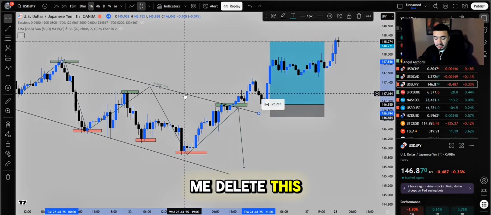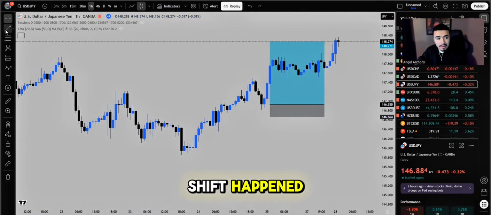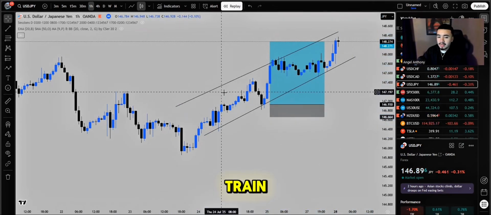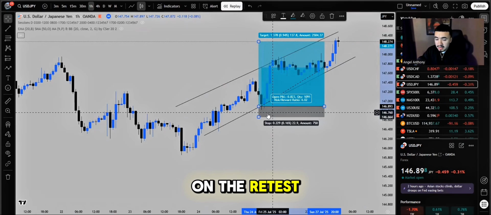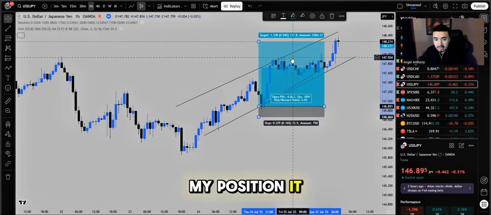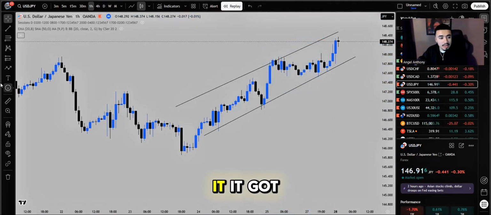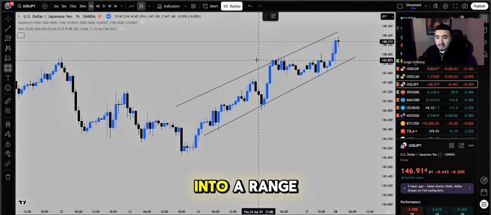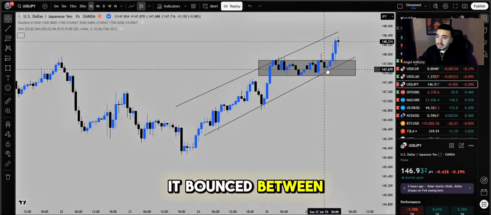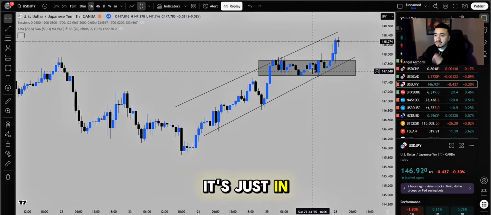So now let me delete this range, this downtrend. Now, since the shift happened, it's in an uptrend now. See? An uptrend. I got in on the retest and just held my position. It shot up, and all right, I'm going to delete it. It got into a range here, right? So it bounced between this range, right? It's not making new lows or making new highs. It's just in the range, right?